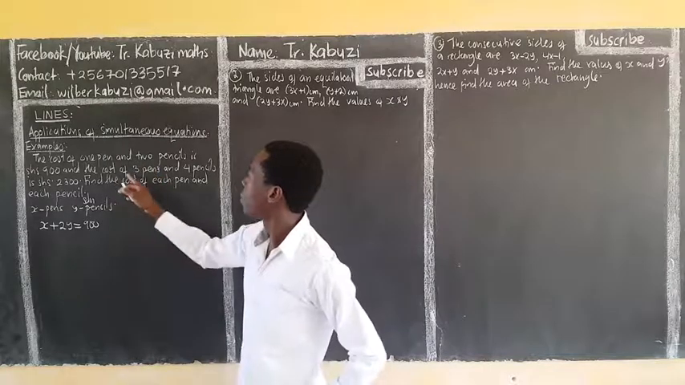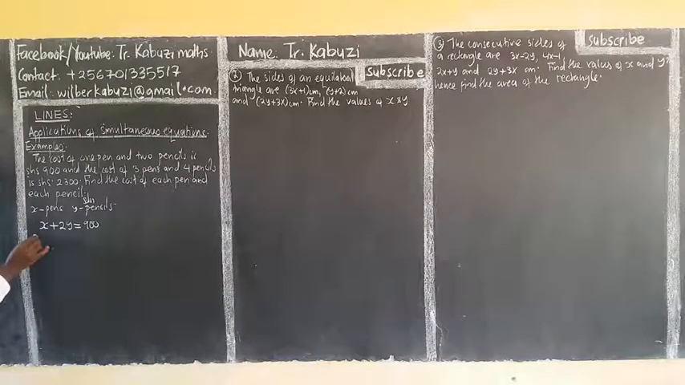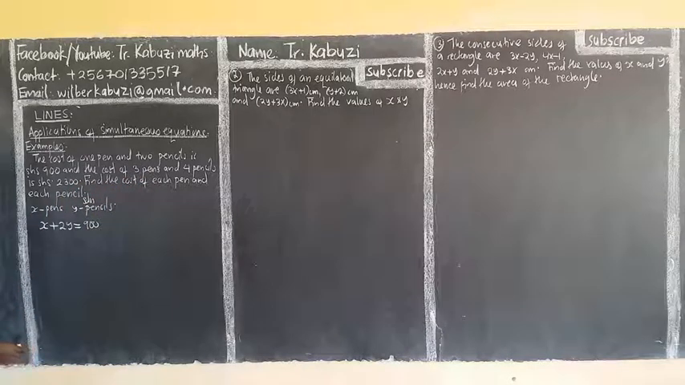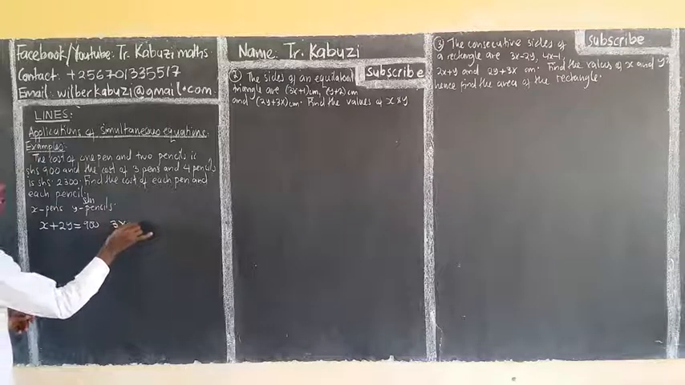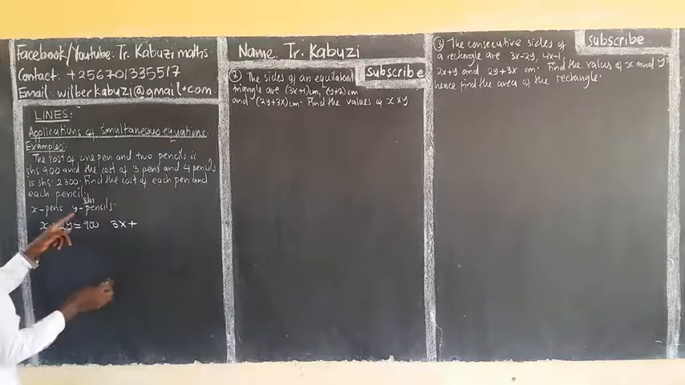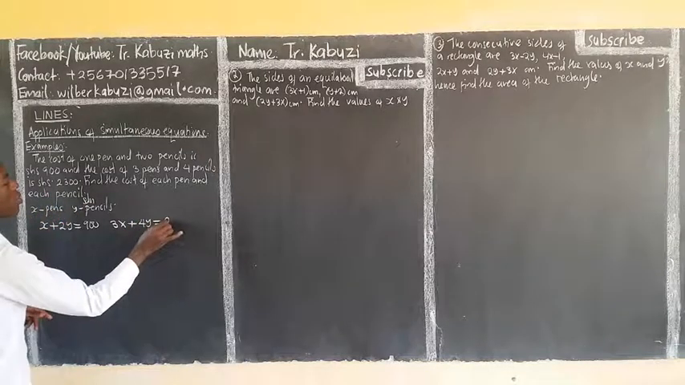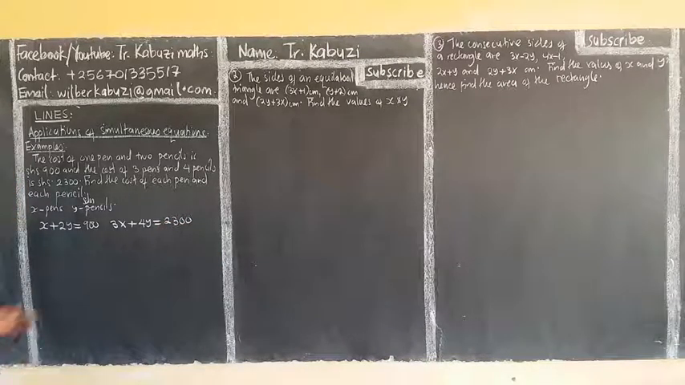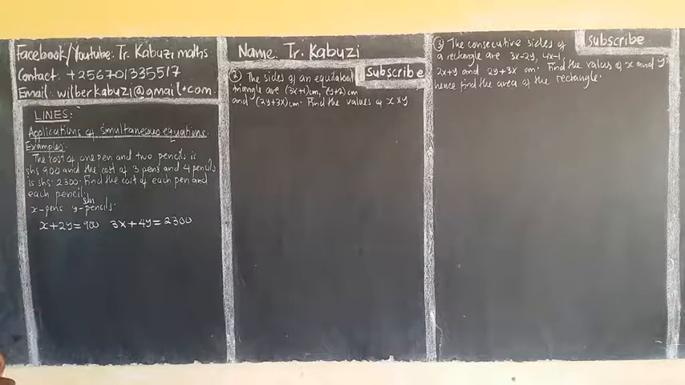Then you come to the cost of 3 pens and 4 pencils. Now they are giving the cost of 3 pens. Remember our pens are x, so the cost of 3 pens, 3x, plus 4 pencils, our pencils are y, 4y, is 2,300. Find the cost of each. Now we have two simultaneous equations which we are going to solve, and we get the value of each.